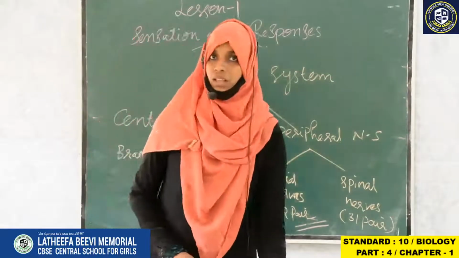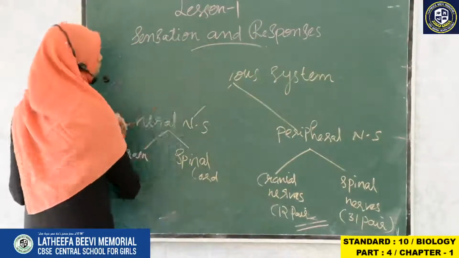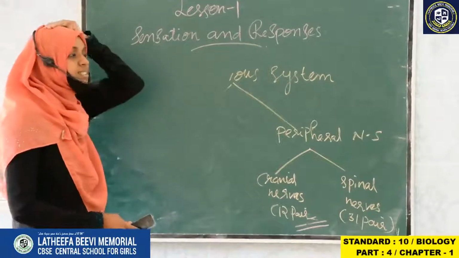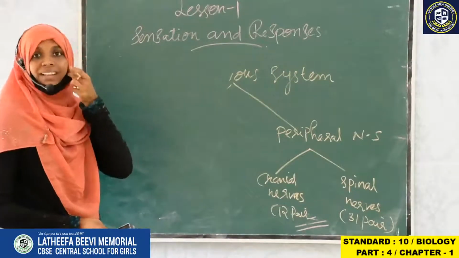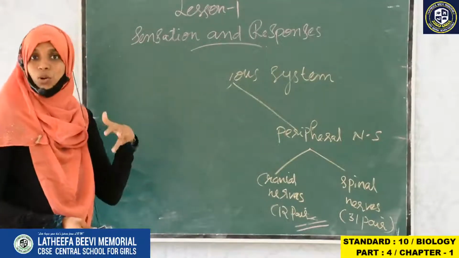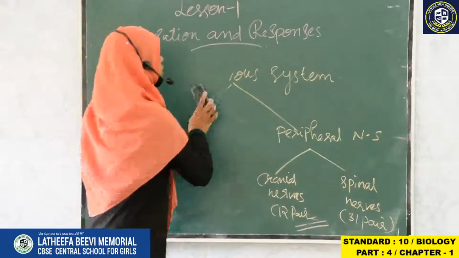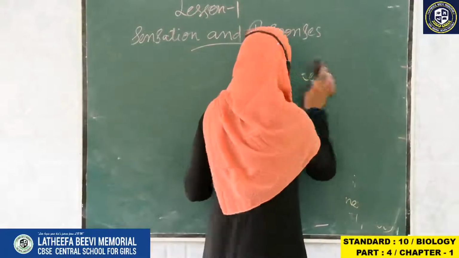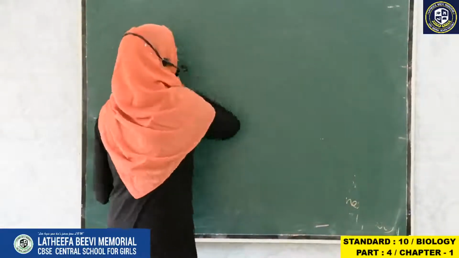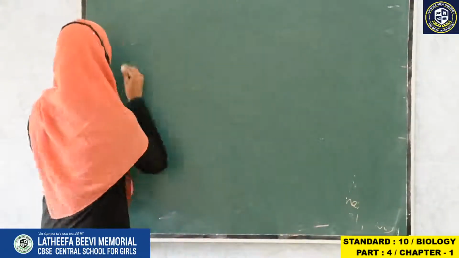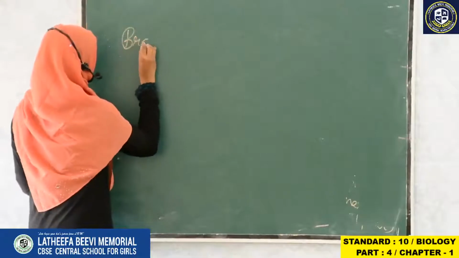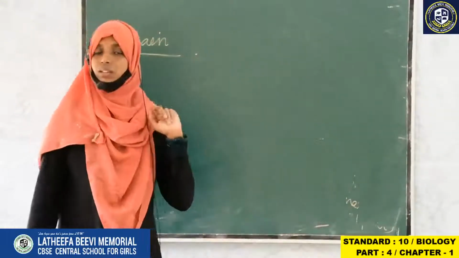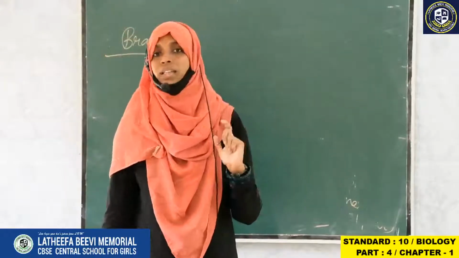Okay. So now we are going to discuss the important thing in this chapter: the brain. It is not only important in the chapter, it is also important in our body. Can you imagine a person without a brain? So the brain is an important thing. Listen carefully about the brain.